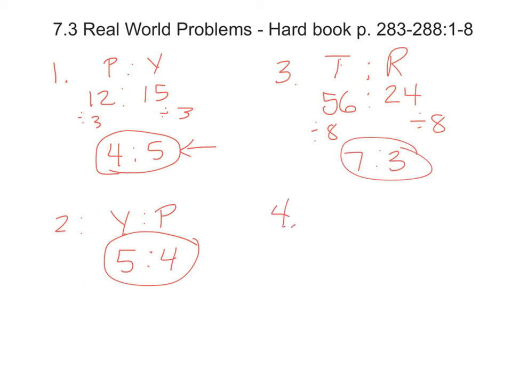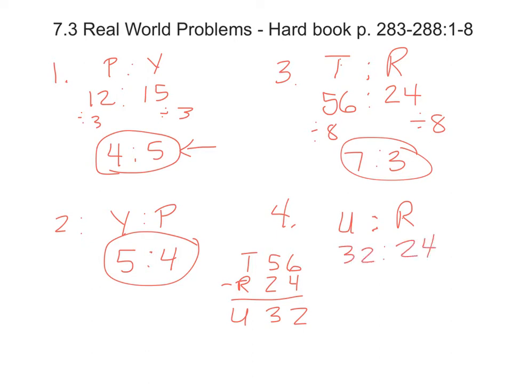On number 4, we want to know the total number of umbrellas sold to raincoats. Well, they never gave us the umbrellas. We only know that the total was 56, and then we can subtract the raincoats to figure out the umbrellas, and that gives us 32 umbrellas. So we would have 32 umbrellas to 24 raincoats. Those again both divide by 8, the greatest common factor, to give us a ratio of 4 to 3.